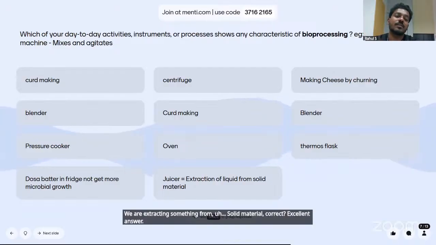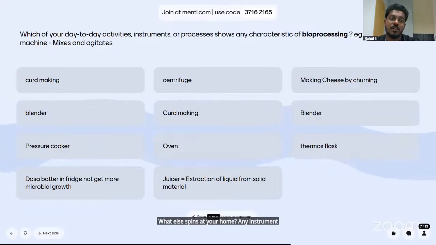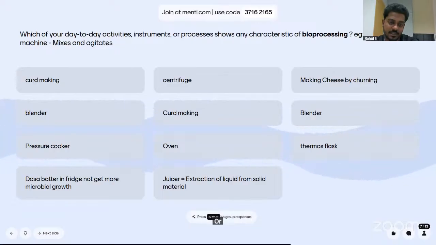Anything else? What else spins at your home? Any instrument that spins or mixes or grinds?